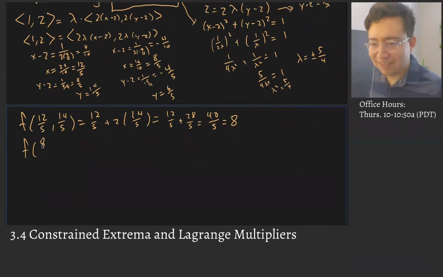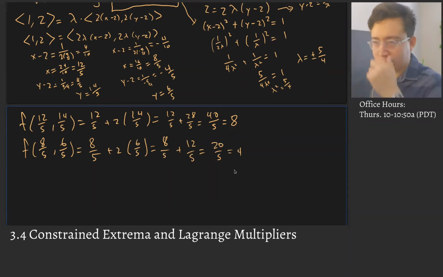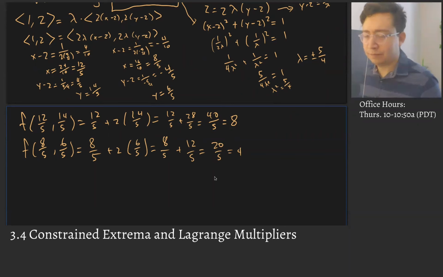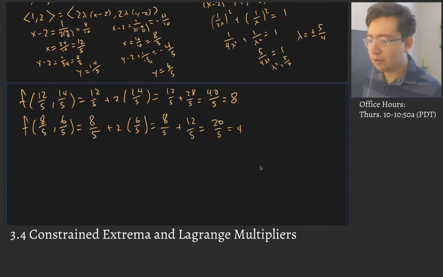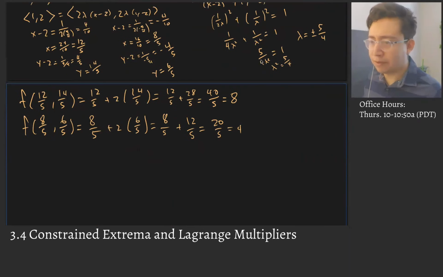And now f of, what's the other one? 8/5 and 6/5 is 8/5 plus 2 times 6/5. So I get 8 over 5 plus 12 over 5, which is 20 over 5, which is 4. Cool. So that means that it wasn't asking for the values. It was just asking for the extrema.